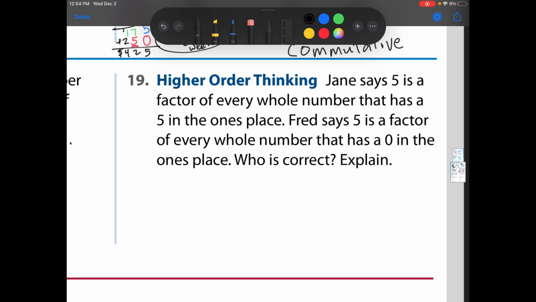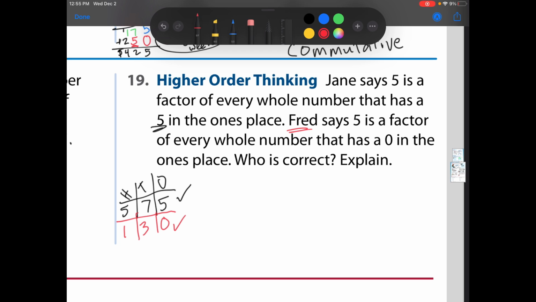So I'm just going to make a simple place value chart. We have our hundreds, we have our tens, and we have our ones. So they're saying it doesn't matter what number's over here, as long as there is a 5, Jane is saying, then 5 is a factor. And what Fred is saying is no matter what these other numbers are in the hundreds or tens, as long as it's a 0 in the ones place, then 5 is a factor.